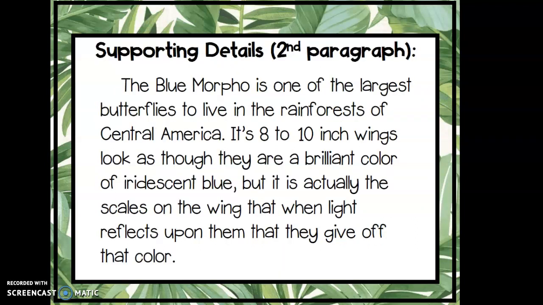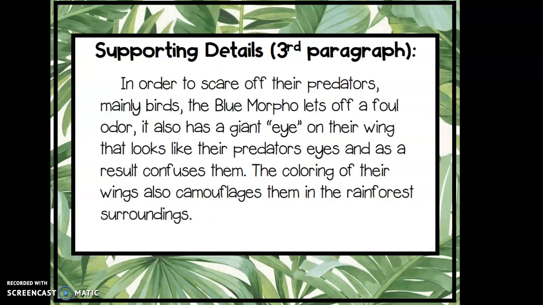The blue morpho is one of the largest butterflies to live in the rainforests of Central America. Its 8 to 10 inch wings look as though they are a brilliant color of iridescent blue, but it is actually the scales on the wing that when light reflects upon them that they give off that color. Okay, so that's my second paragraph about the characteristics. What does it look like?